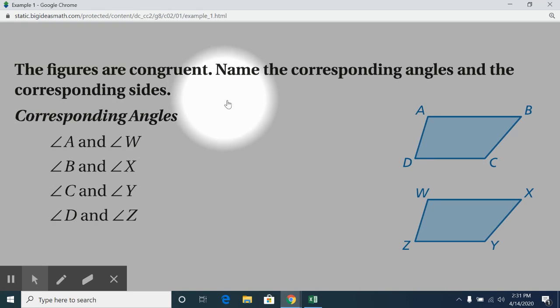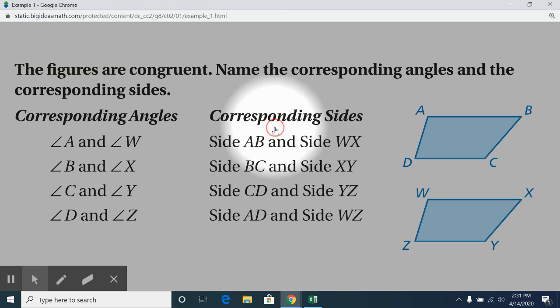Now let's look at corresponding sides. Side AB and side WX are corresponding sides. BC and XY, CD and YZ, and then AD and WZ. Again, pretty simple.